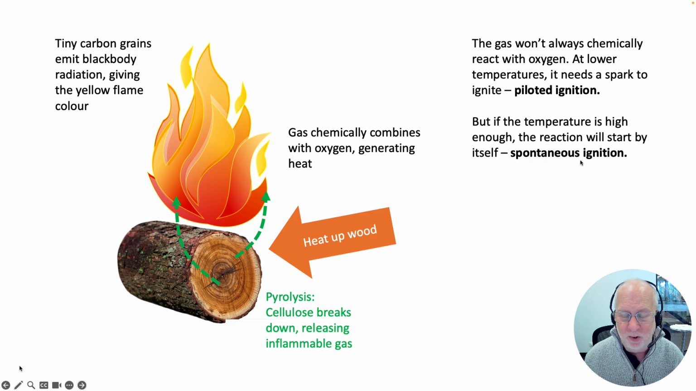But when you get over about 600 degrees, it kind of doesn't matter whether there's a spark or not. This will definitely ignite. Once it ignites, it combines with the oxygen in the atmosphere and produces the yellow flame that you actually see, the flame being caused by these tiny carbon grains emitting their black body radiation.